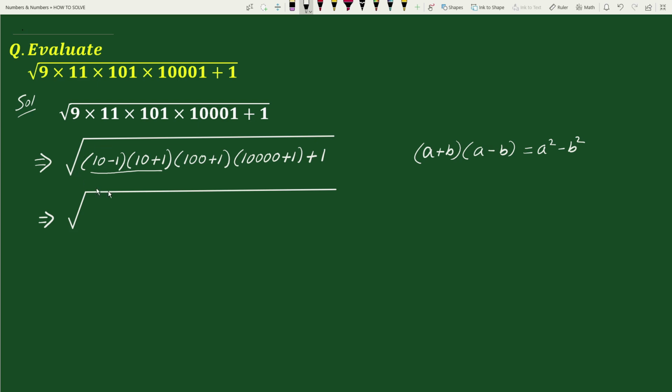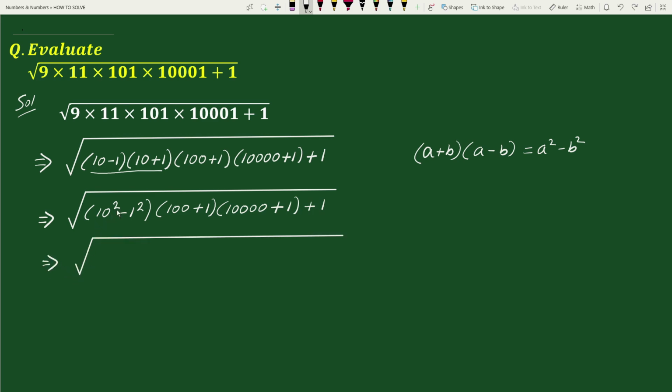So we can write this as 10 square minus 1 square, times 100 plus 1, times 10,000 plus 1, plus 1. This equals the square root of 10 square will be 100, minus 1 square will be 1, times 100 plus 1, times 10,000 plus 1, plus 1.